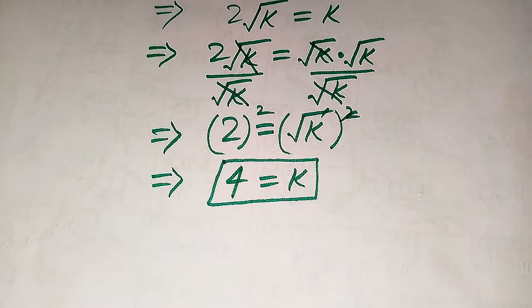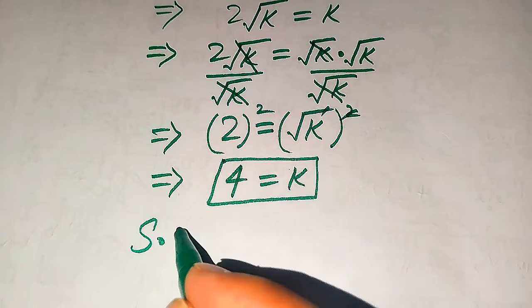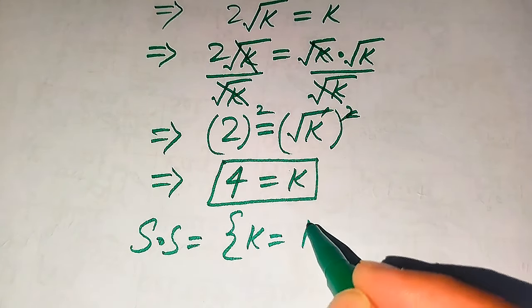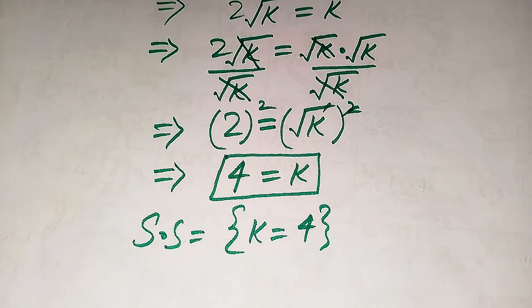So in the second method we get only one root, and we already verified this value of k in the first method. So we finally conclude that k equals 4 is the one solution of this question, and this is our final answer.